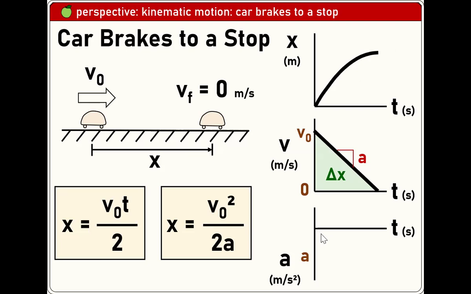Let's do acceleration versus time. What does that look like? How about this? Do you guys see a constant negative slope on V versus T? Is that going to translate to a constant negative coordinate on A versus T?